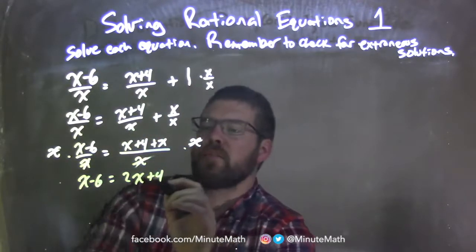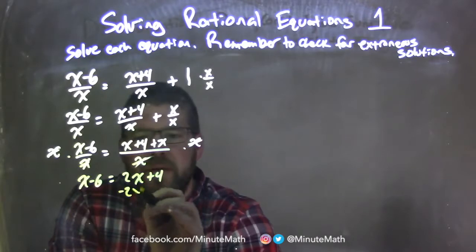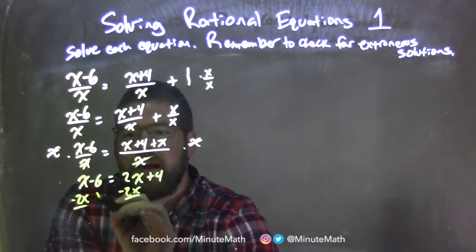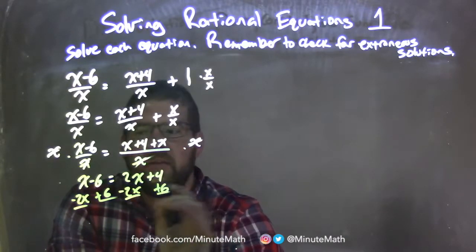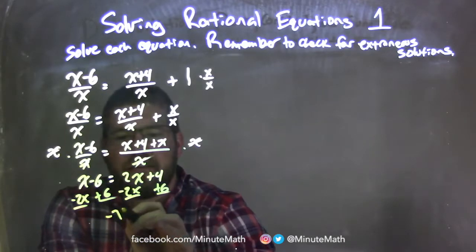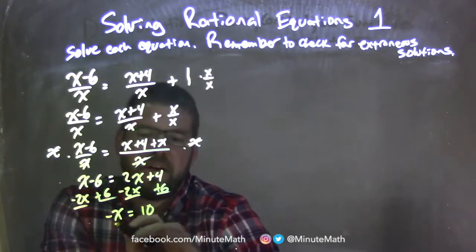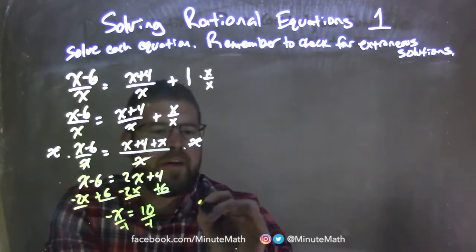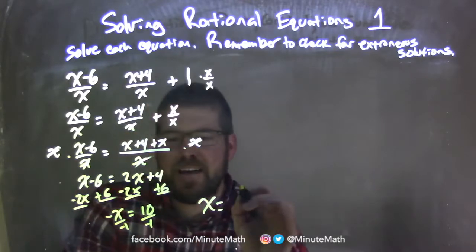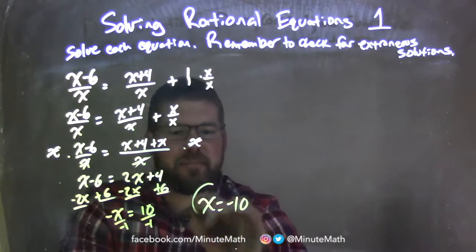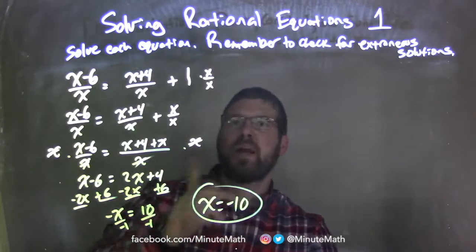So now, let's go bring our x's together. So I'm going to subtract 2x on both sides, and I'm going to add a 6 to both sides. That leaves me with x minus 2x is a negative x equals a positive 10, divided by negative 1 to both sides, and I have x by myself here as a negative 10. Okay, fantastic. So now we're going to check that.